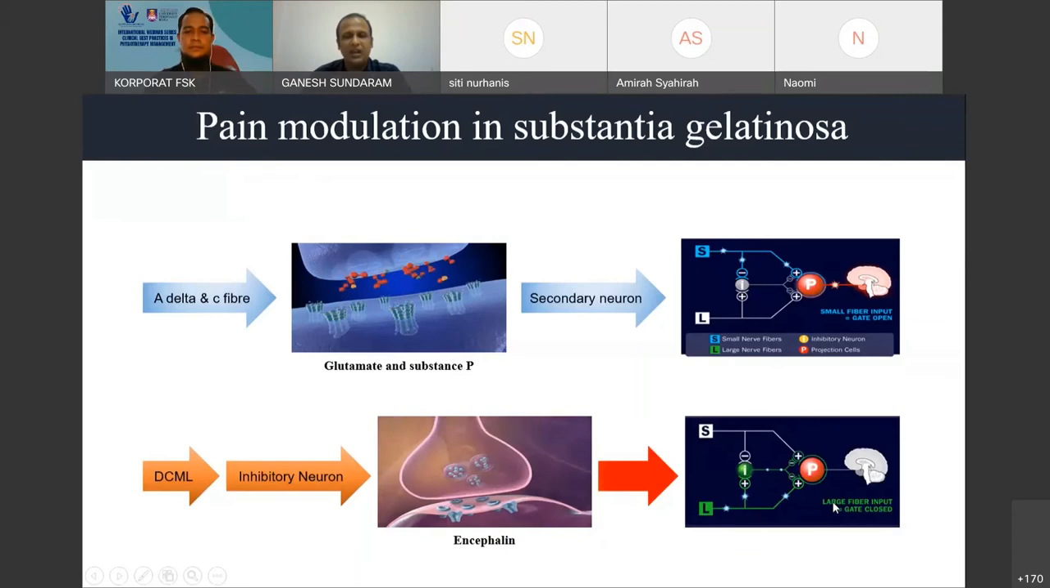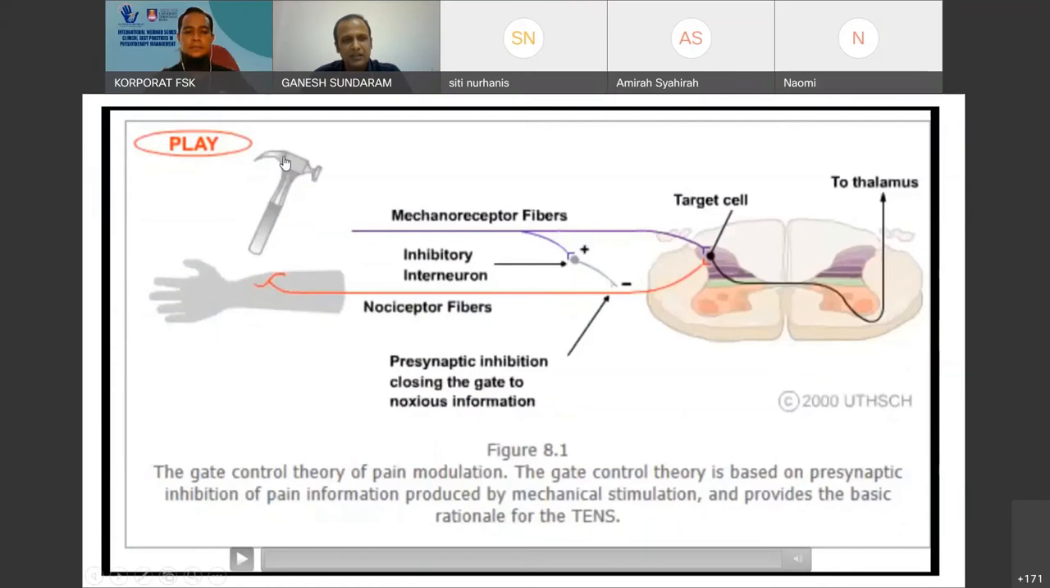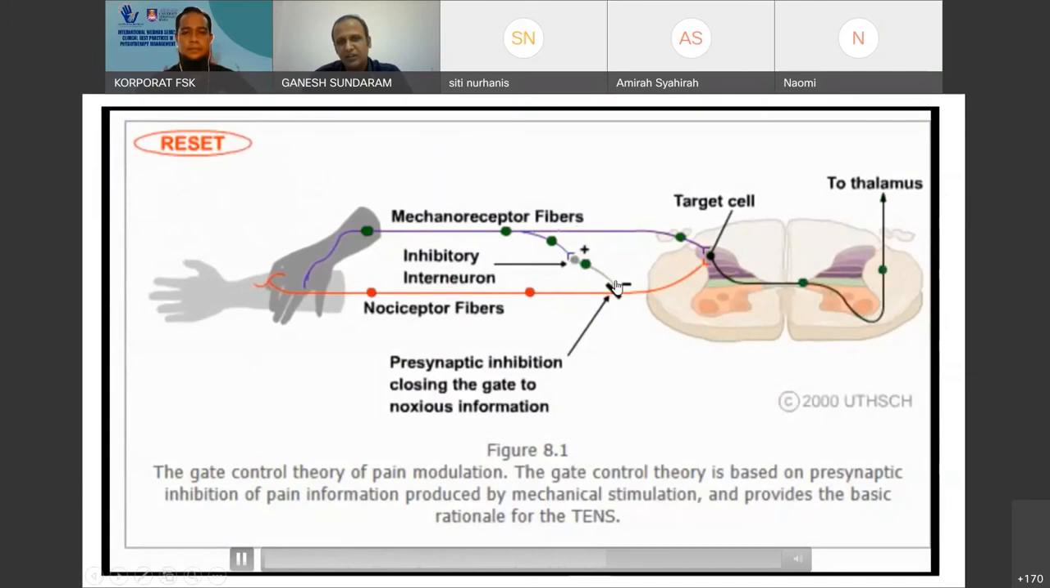So let me show you a simple video here. So this is the hand. I'm going to tap with a hammer. So we create pain. So we tap. It's a tap. So you can see the red dots moving down to the target cells. Then it is going to the thalamus. So we are going to start with the therapy, mechanoreceptors. So you can see when the green dots move, the red dots stop. So meaning the information is not conveyed to the brain. So it's understood that we feel that I don't have pain because we are blocking this.